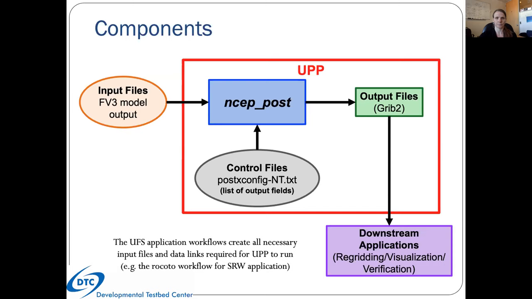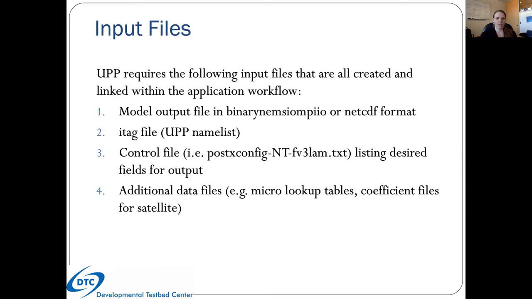I'll go over in detail each of the four input files. So UPP requires the following input files that are all created and linked within the application workflow. So the model output file, either in binary NEMSIO, MPIIO, or NetCDF format. For the short range weather application, the model format is NetCDF.